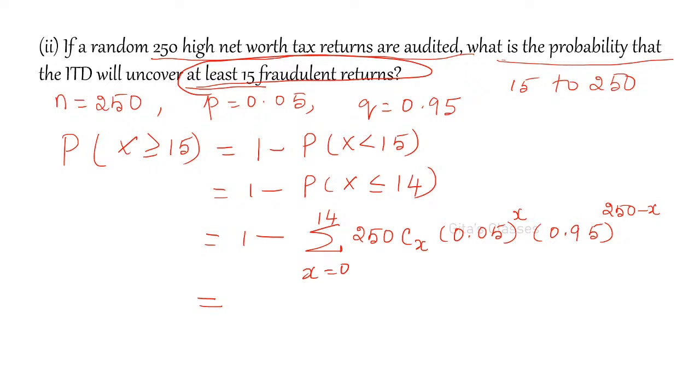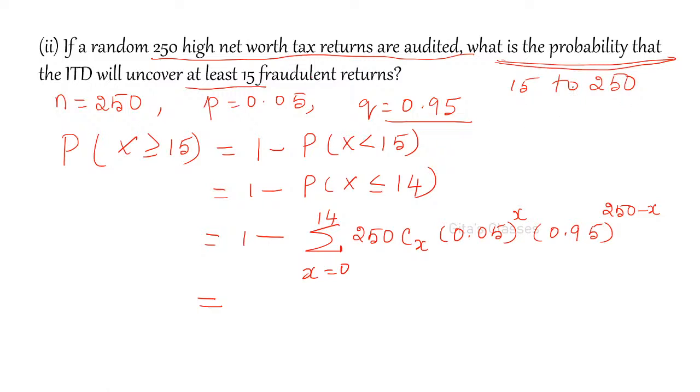So here, in this case, quickly I will write, you can understand. N is equal to 250. In the previous problem, N was 100, no ma'am. Here N is equal to 250. Okay. Now P is equal to 0.5. Already we are given the same values only. Now, what is asked? What is the probability that the ITD, that is Income Tax Department, will uncover at least 15 fraudulent returns?